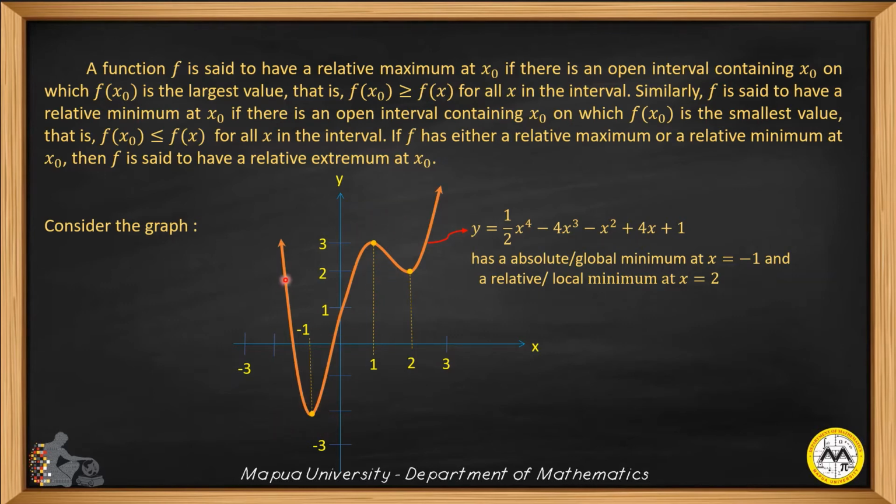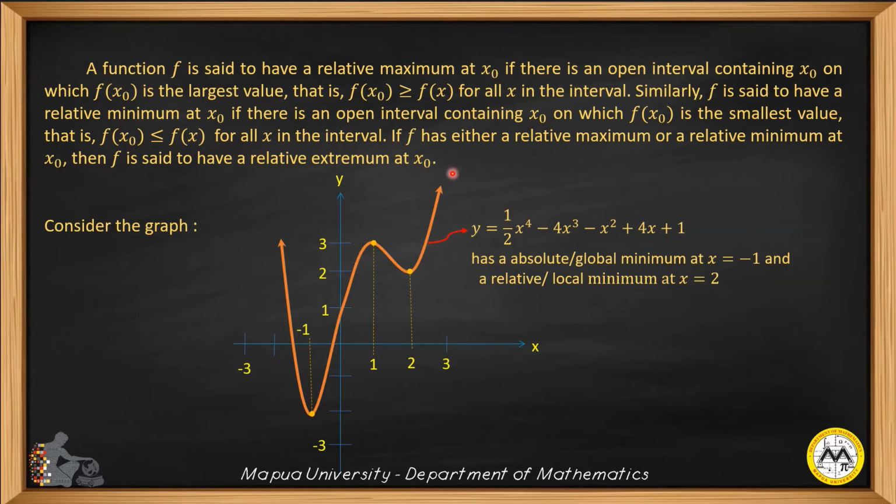And observe that in this particular graph, this point here, which is observed at x equals -1, is lowest overall. Compared to all the points on the curve, this is the lowest point on the curve. But this other point here is just lowest compared to its neighbor and not overall. Now observe also that this point here is highest, but compared only to its neighbor and not overall.